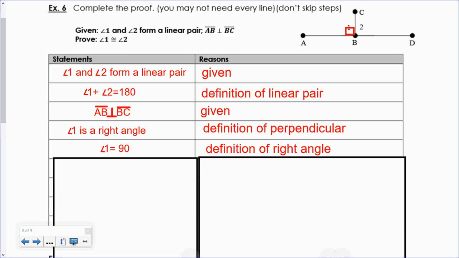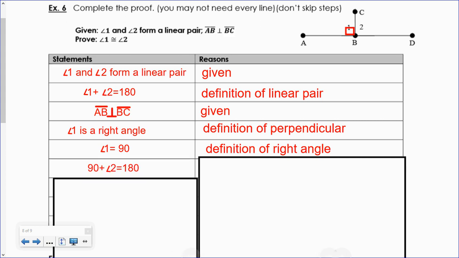If we were to skip that one step, would we still get to the right answer? It would not be all the way correct. I'm going to be lenient when I grade proofs, but it would not be all the way correct. So I've exhausted both my givens. Now, is there anything I could use with both of them kind of together? Tatum? 90 plus angle 2.